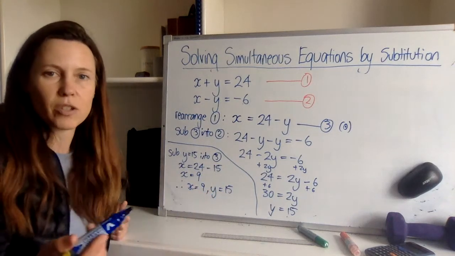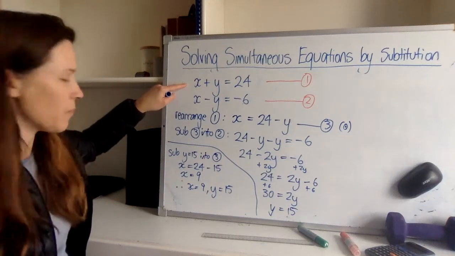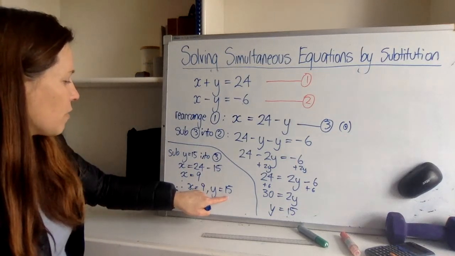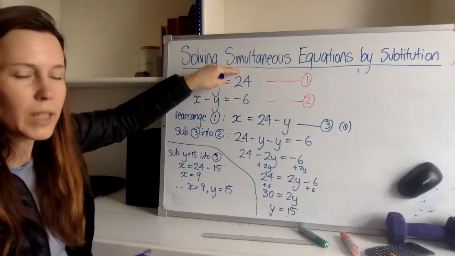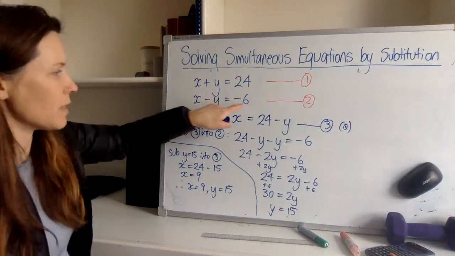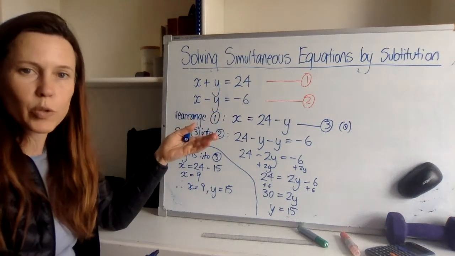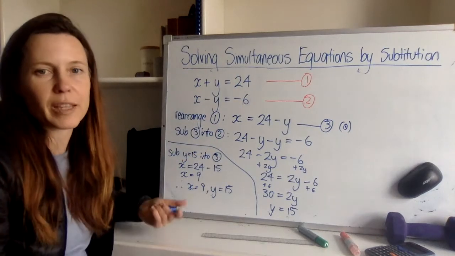Now the last thing we can do every time just to make sure that our answer is correct is check it, sub it in. If x is 9 and y is 15, then we'd be saying 9 plus 15 is 24. Yeah, it is, that works. And we'd be saying 9 minus 15 is negative 6. Also true. So if you sub it in and it makes both statements true, then you've got the right answer.